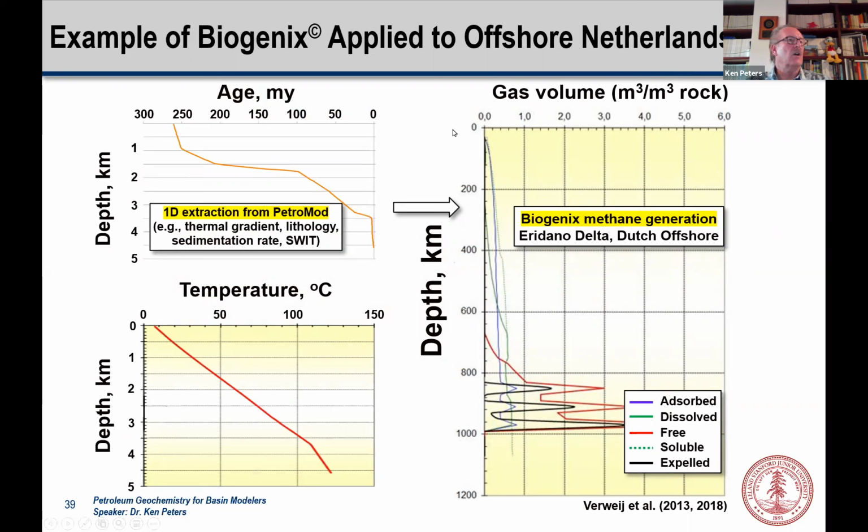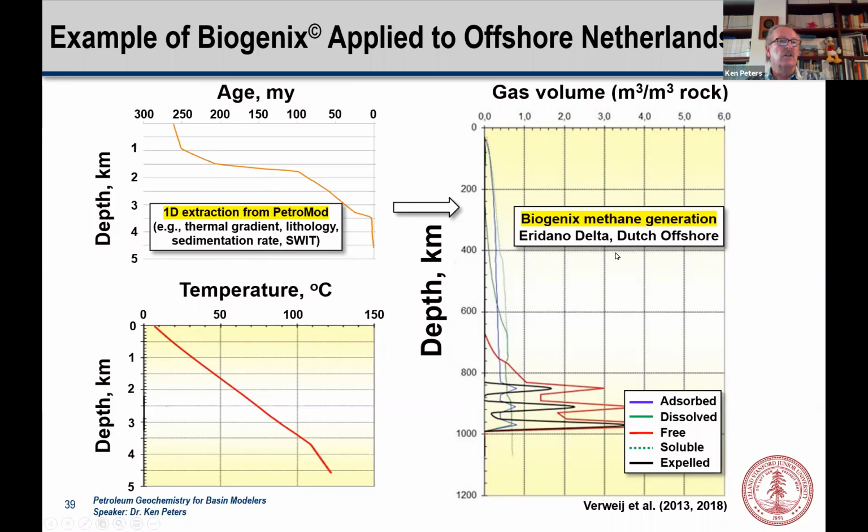You can see here, this is their burial history. It's a 1D extraction from their 3D PetroMod model that makes these inputs: sediment water interface temperature, thermal gradient, lithology, sedimentation rate. You have temperature that's predicted through time based on that model. And then you can extract that and use that as input for the Biogenics model.